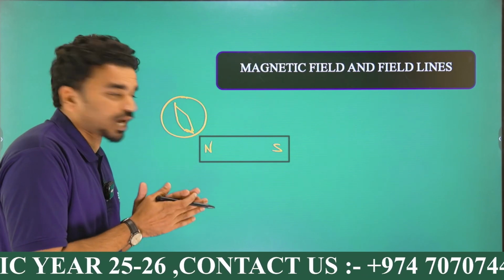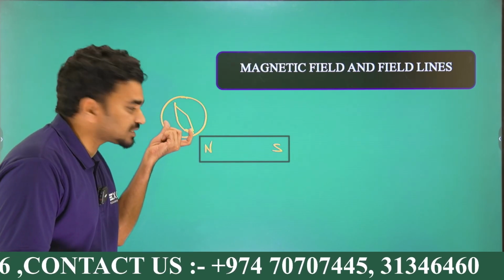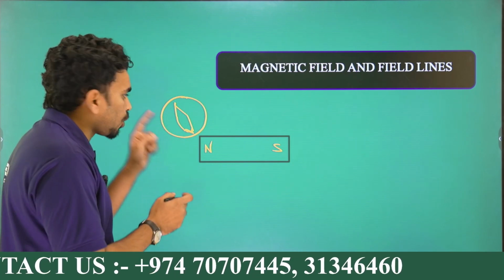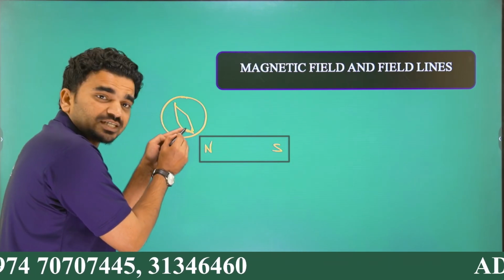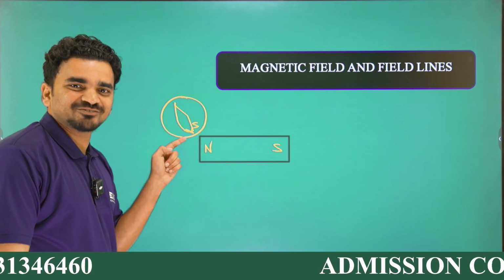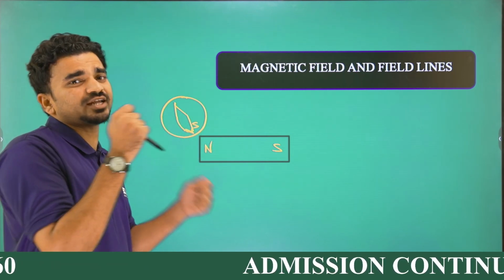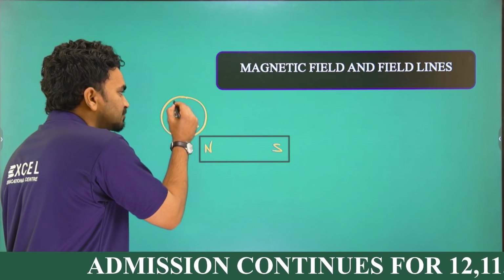So what I am doing, I want to draw the magnetic field lines of this bar magnet. So I kept a compass near to it. The compass has two poles, north and south. Which pole comes here for the tiny compass needle? South will come here, right? Why? Because we know south is only attracted to the north. So south will come here and north will come here.